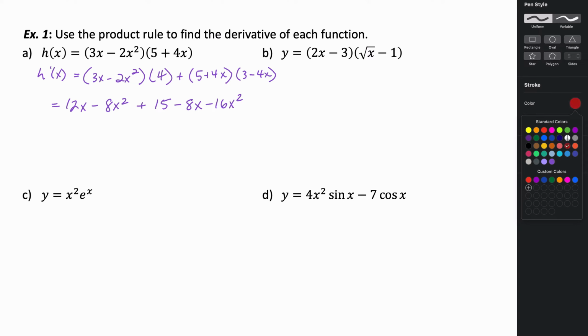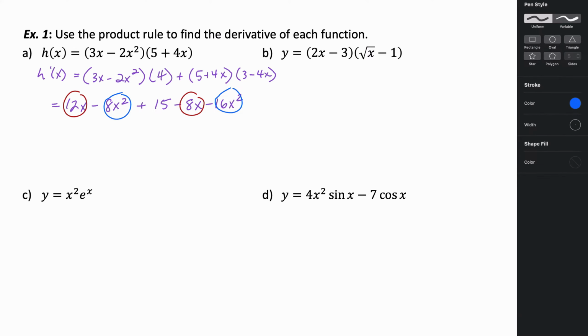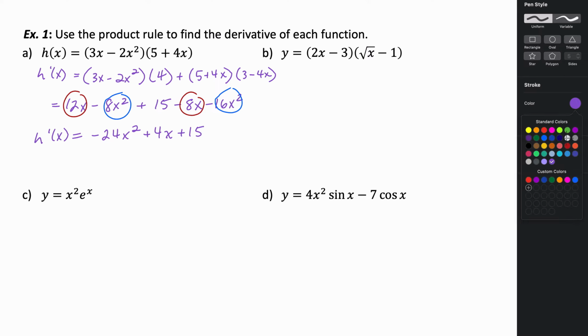And then if we look at combining our like terms, we have a 12x and a negative 8x. And we have a negative 8x squared and a negative 16x squared, giving us that our derivative, h prime of x, would be negative 24x squared plus 4x plus 15. And that's how you would use the product rule. So we can go through and try a few more of these.